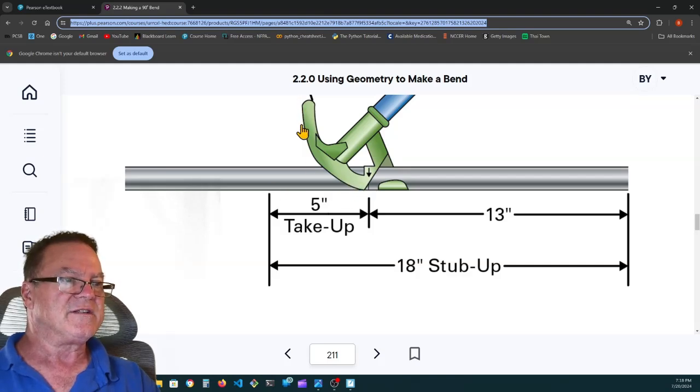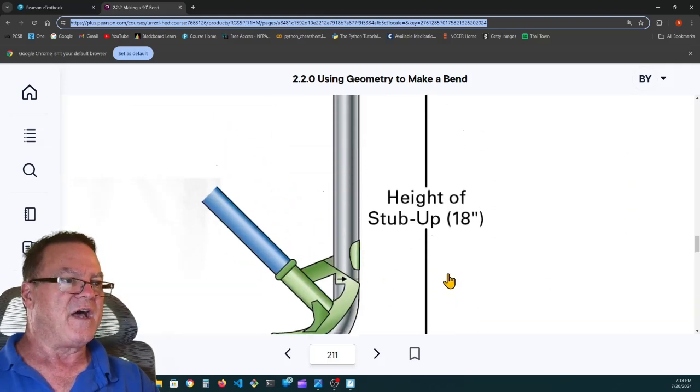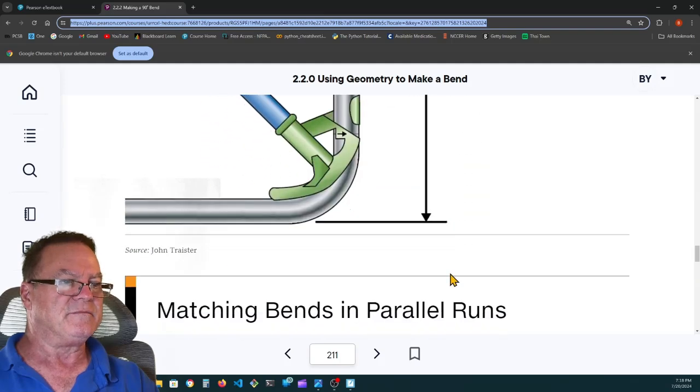It's not the distance traveled, because that would be 1.57 times the radius, so it would be closer to 7.5 inches. But this arrow will be 5 inches off the ground, plus this 13 will give us our 18 inches. There's the height of the stub up, 18 inches.